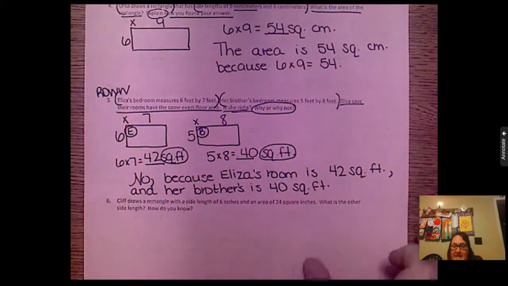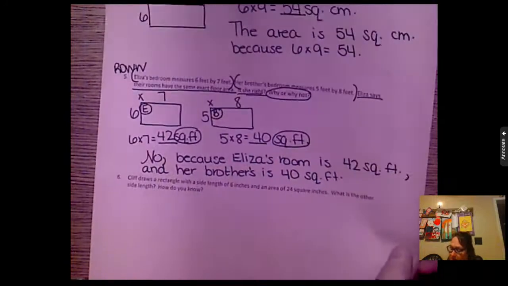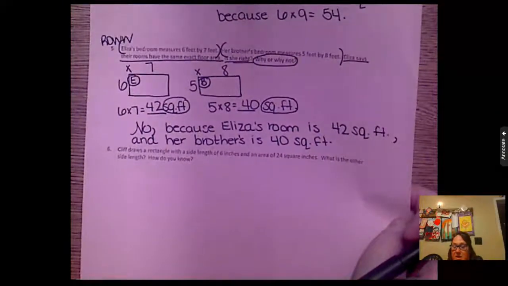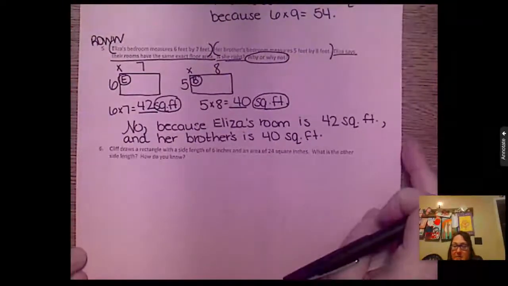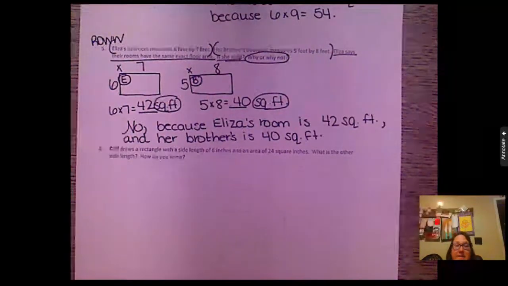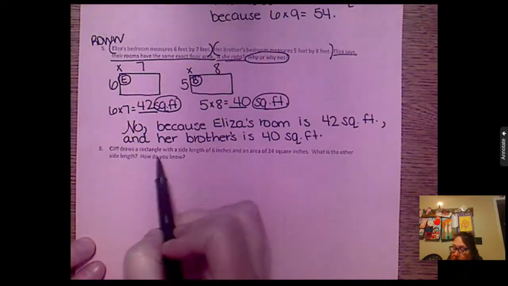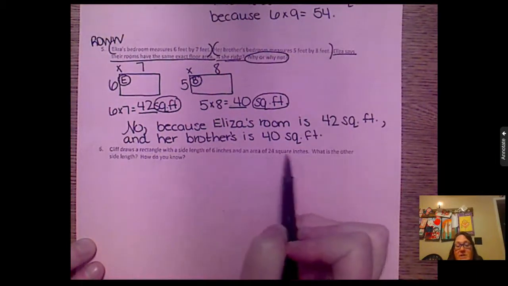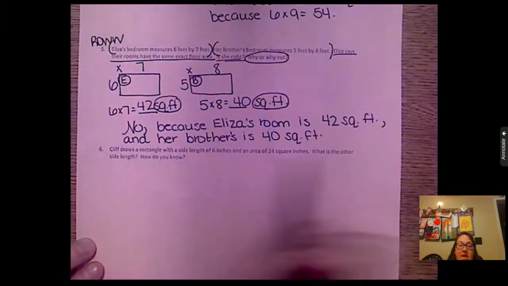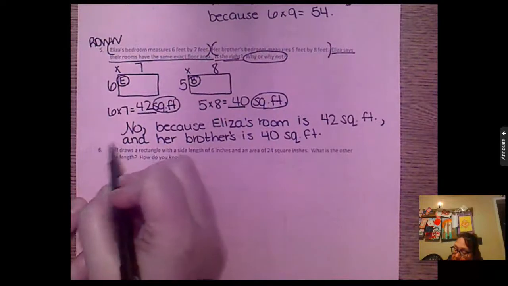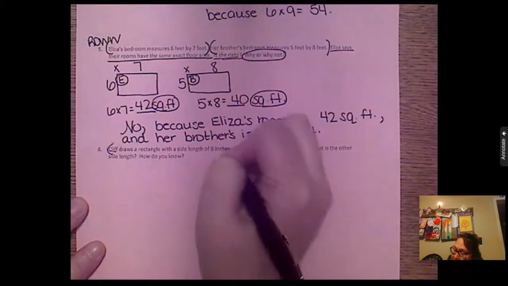Alrighty, last one. All right, so for number 6, we're reading about Cliff. So put your finger, your pencil on Cliff, and follow along with me. And you can even read it aloud with me if you'd like. I would love that. Okay, here we go. For number 6, Cliff draws a rectangle with a side length of 6 inches and an area of 24 square inches. What is the other side length? How do you know?